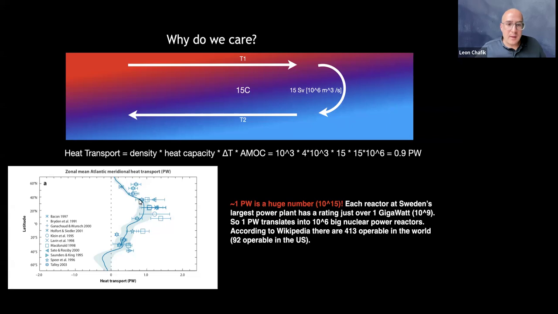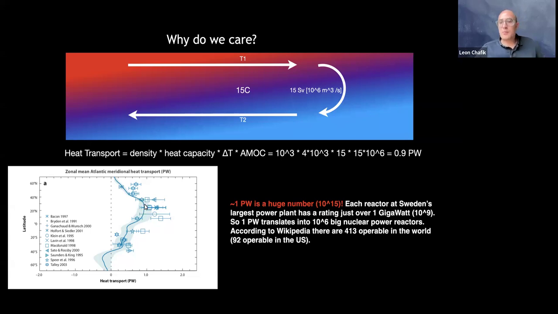And this compares very well with other observational estimates. So here it is about 0.9 petawatts, and all of these different symbols show different direct observations of this heat transport. You can see where this simple formulation gives you about 0.9. This compares very well with other estimates from direct measurements in the ocean.